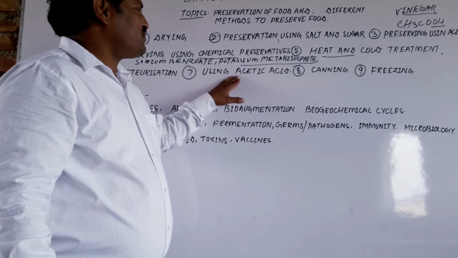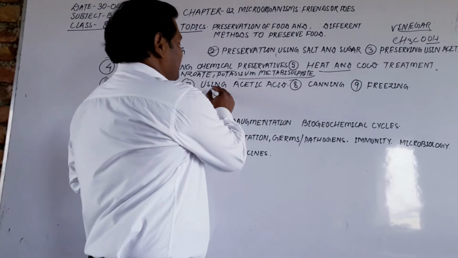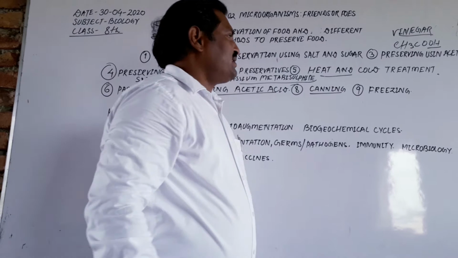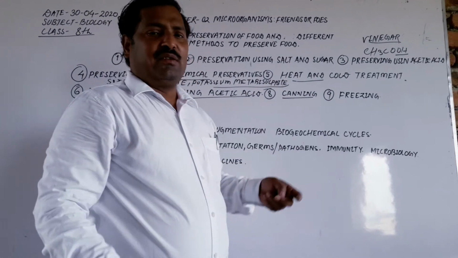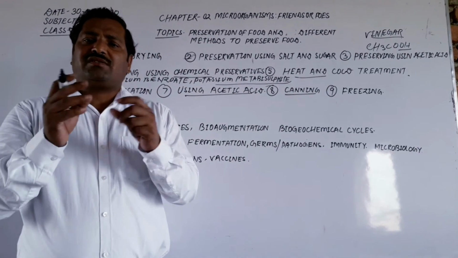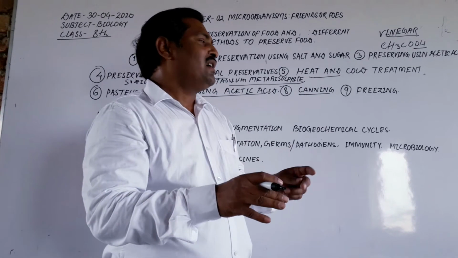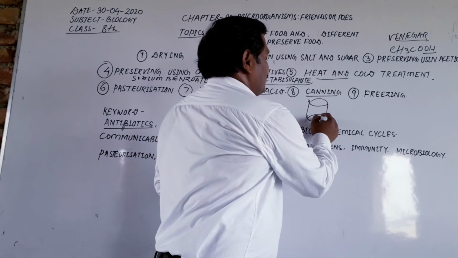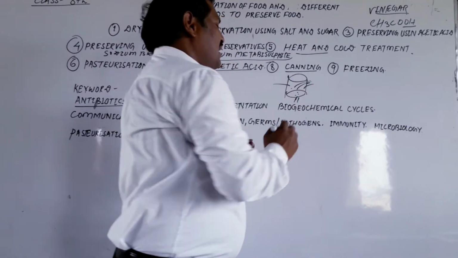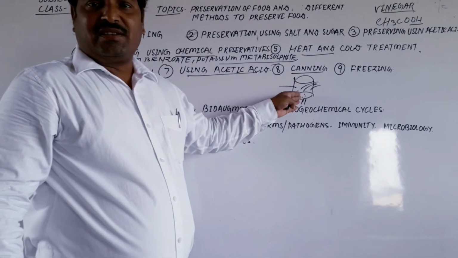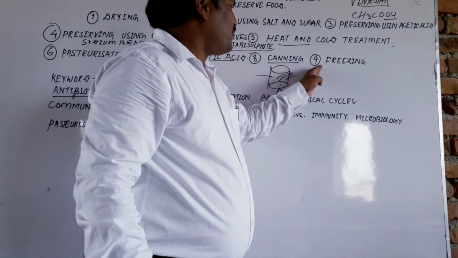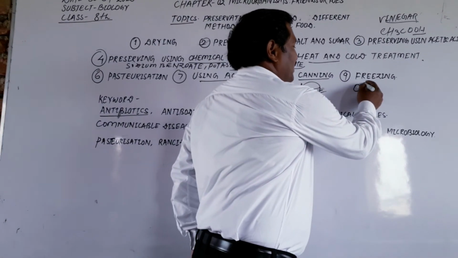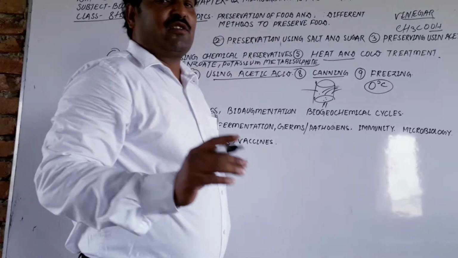Another topic is using acetic acid; we have also discussed it, we are repeating here. Another topic is canning. What is canning? Canning is the method in which food items, once they are prepared, are put into a can, and after that the can is heated. So microbes are killed and the can is fully sterilized. This is the canning process. And freezing means that the food is kept below the freezing point, so microbes are killed.